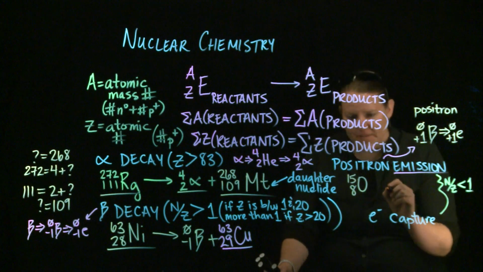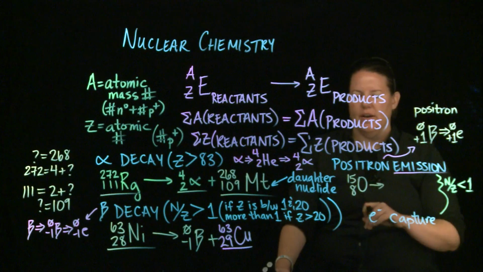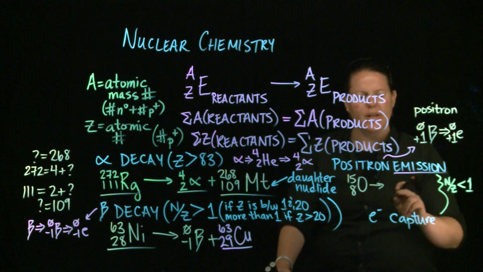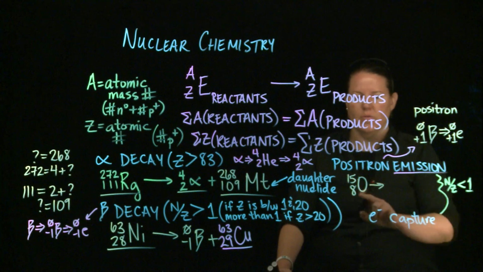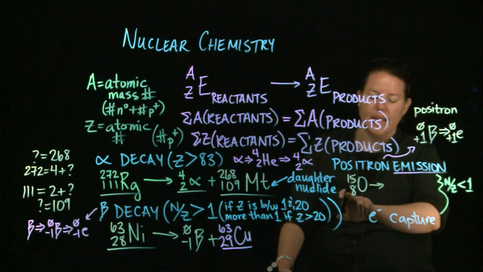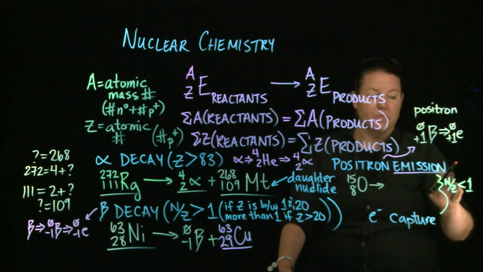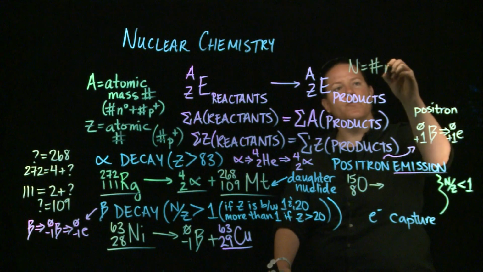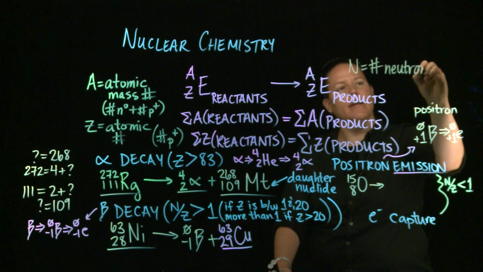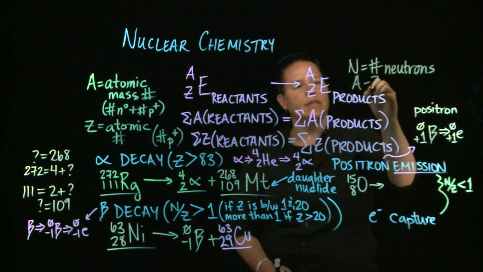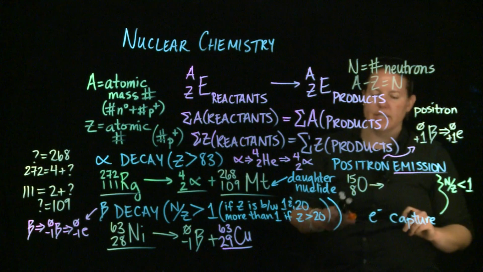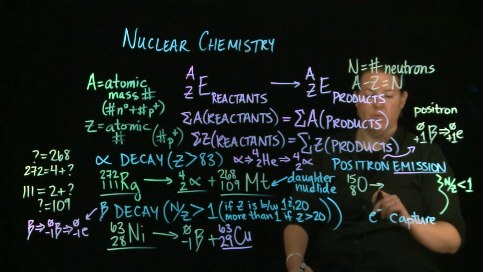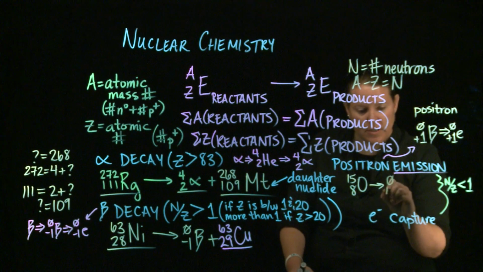Fun. All right, so in terms of this, we're going to have 15 over 8. That's oxygen 15. It's an isotope of oxygen. We can already see that its N to Z ratio is less than 1, right? So if you subtract 8 from 15, you get 7. That's what N is. N is the number of neutrons, and it comes from subtracting A minus Z. So in this case, I have 7 neutrons, 8 protons. My N to Z ratio is less than 1, so I'm going to have a positron emission.